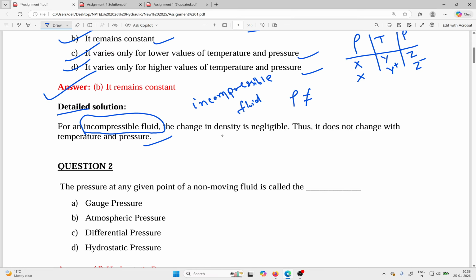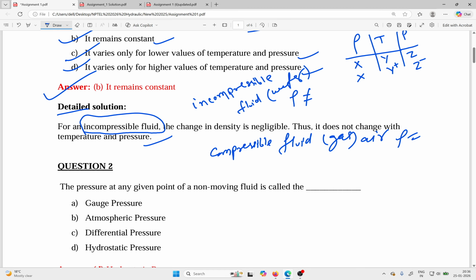Now for a compressible fluid, remember please, for a compressible fluid, you can say gas, or for example air, here you can also write. So for a compressible fluid, your density changes with temperature and pressure.